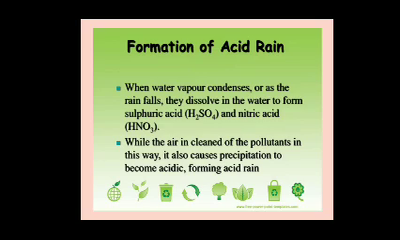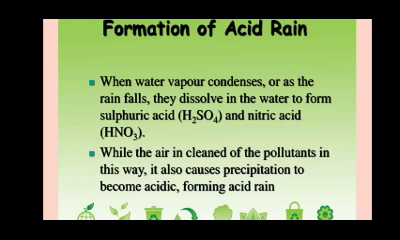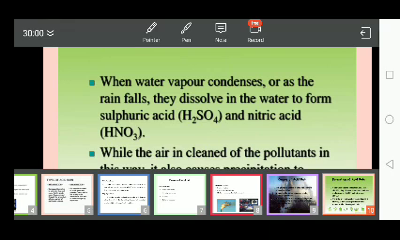When water vapors condense or as the rain falls, they dissolve in the water to form sulfuric acid and nitric acid. While the rain cleans off the pollutants in this way, it also causes precipitation to become acidic, forming acid rain.